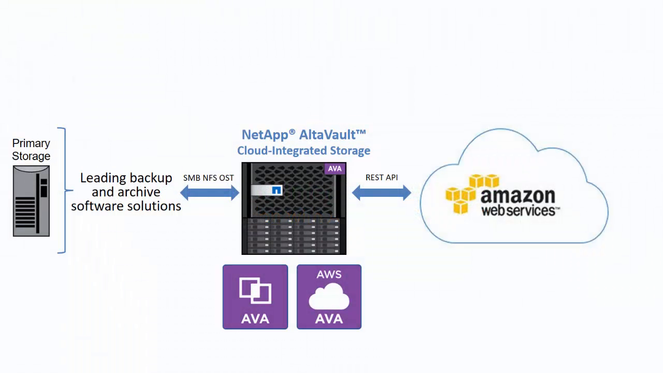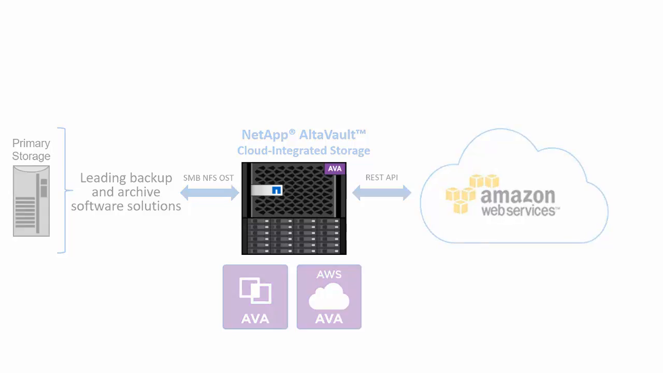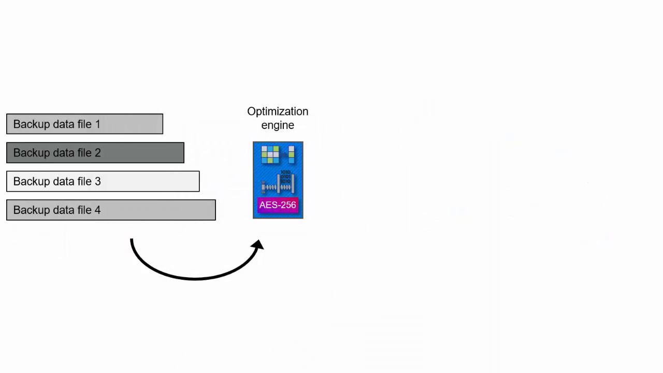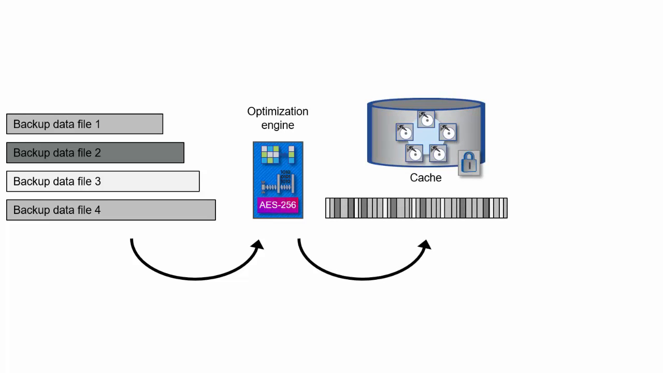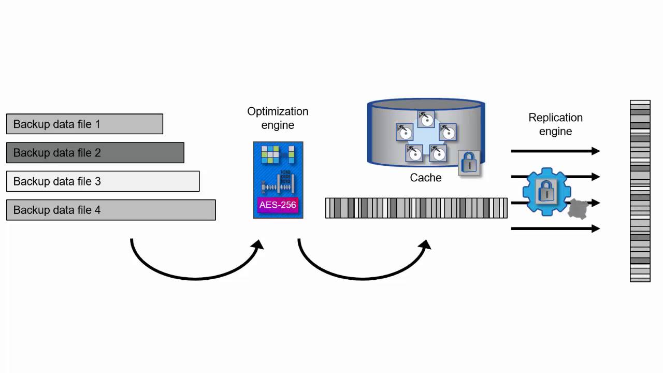To begin, let's do a quick overview of AltaVault. AltaVault is a simple, easy-to-use cloud-integrated storage appliance which provides access to backup applications via NAS protocols, including SMB, NFS, and OST. Backups are written to the appliance by any of the leading backup providers. The data is then optimized by applying variable length inline deduplication, compression, and AES 256-bit encryption before it is saved to the AltaVault local cache and replicated to the Amazon cloud using your internet link.